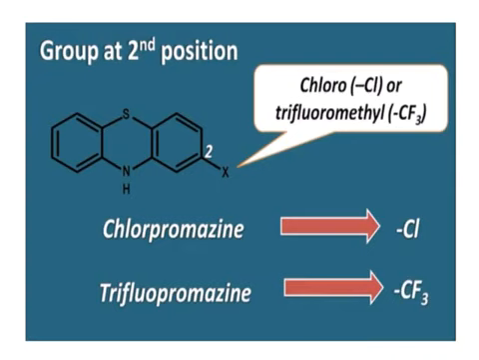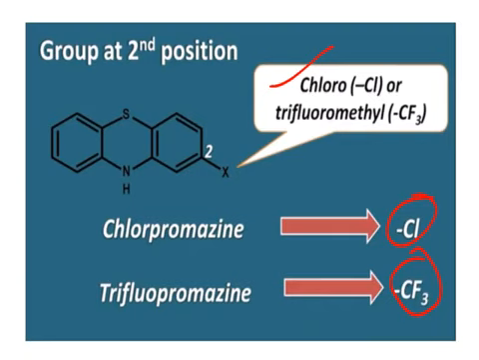Then what are the important positions? The second position is important, as we discussed in the class. At the second position there must be an electron withdrawing group. If an electron withdrawing group is present at the second position, it will maintain the proper resonating structure, so it will be better for the activity. Generally the electron withdrawing group present is a chloro group or a trifluoromethyl group.